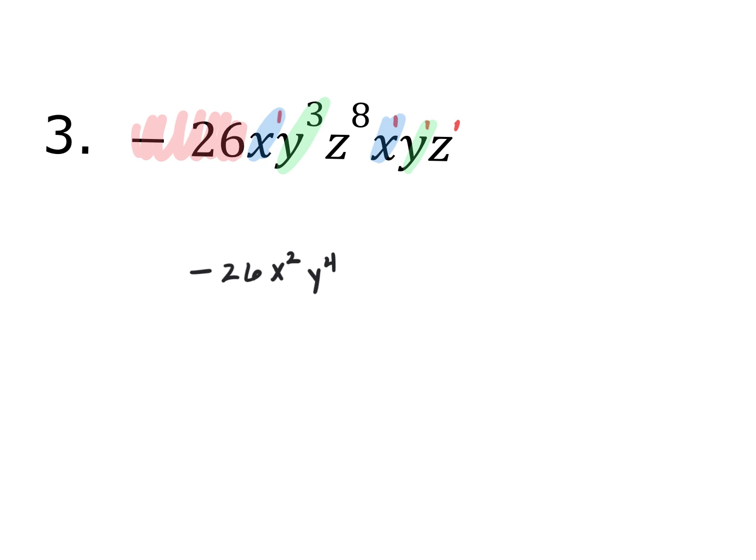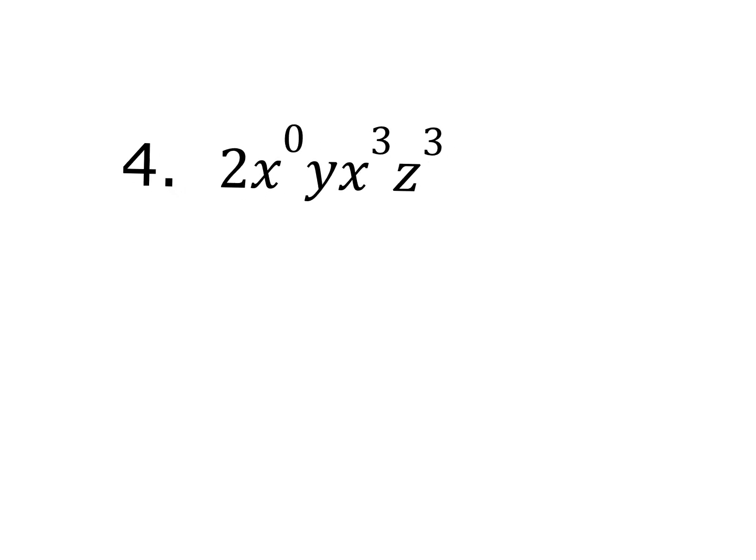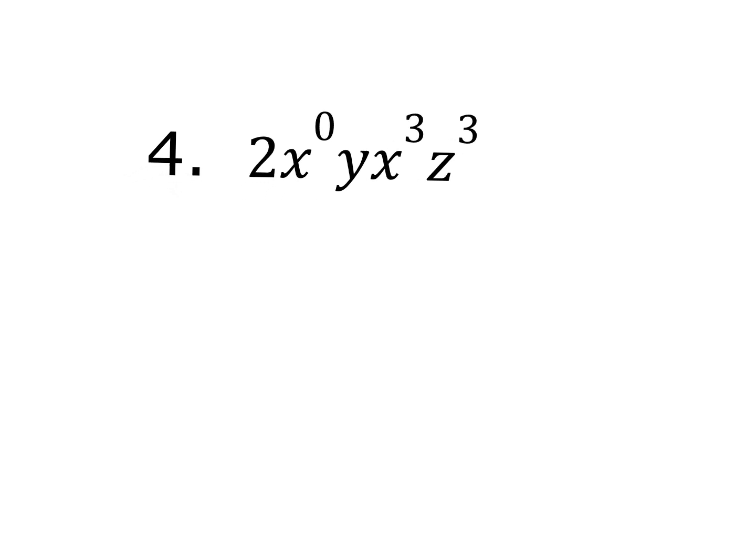And then I'm going to look at my z's. I have z to the 8th and z to the 1st. That's going to give me z to the 9th. So that's going to be my answer for number 3. Let's look at number 4. Okay, start with my coefficient. I have a coefficient of 2. I don't have any other coefficients, so my coefficient's going to remain a 2. I'm going to look and put powers on any letters that don't have a power.